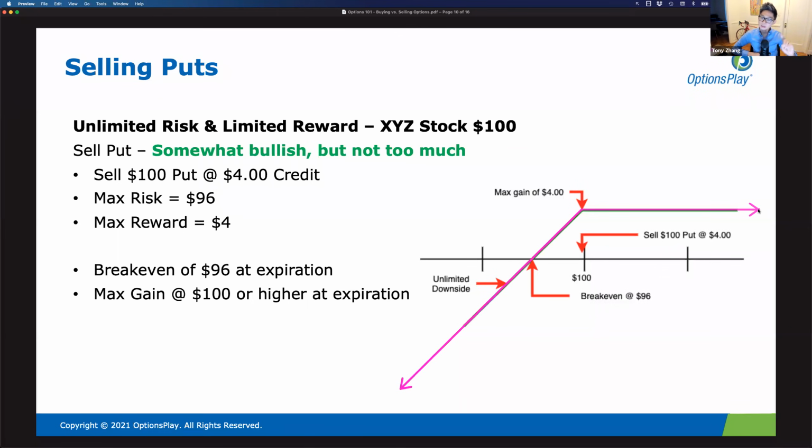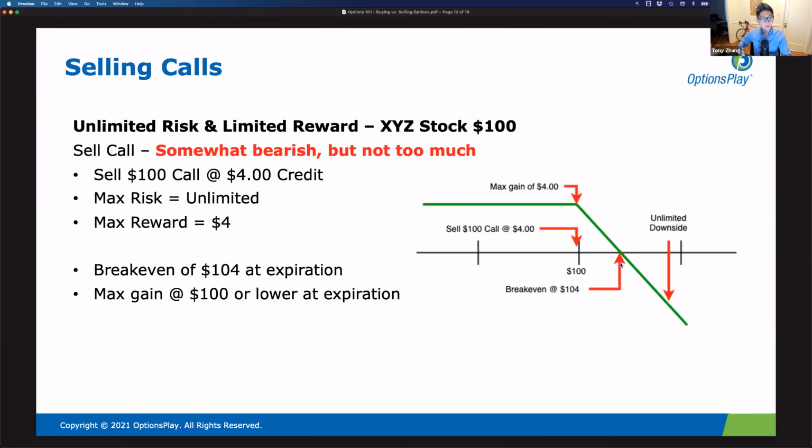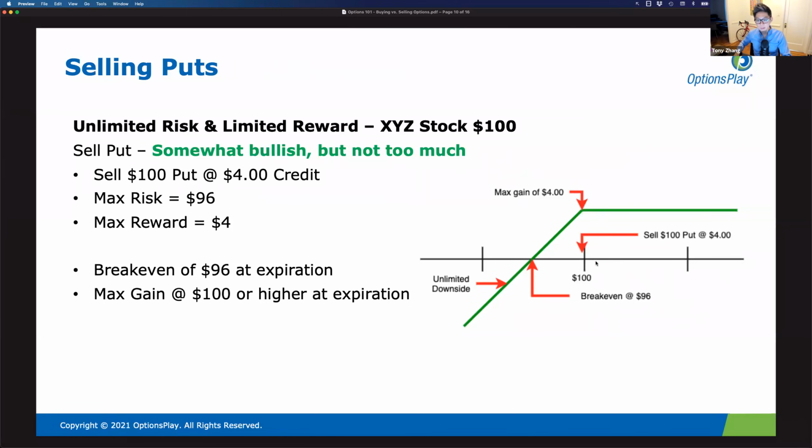But remember, in the first example, I showed you 3 possibilities, only one of which you're profitable. But on the flip side, when we look at selling a put option, if I'm right on my direction, so I think the stock's going to go higher, and the stock goes higher, I make $4. Now, if the stock doesn't move, meaning I'm not right, but I'm also not wrong, guess what? I still make $4. Now, what if I'm wrong, but just by a little bit?